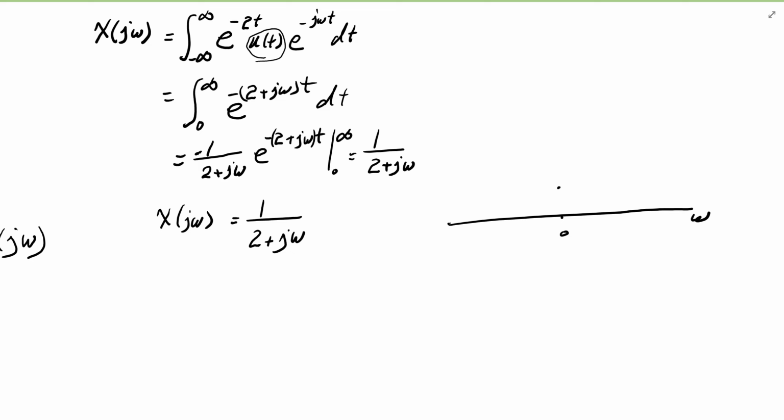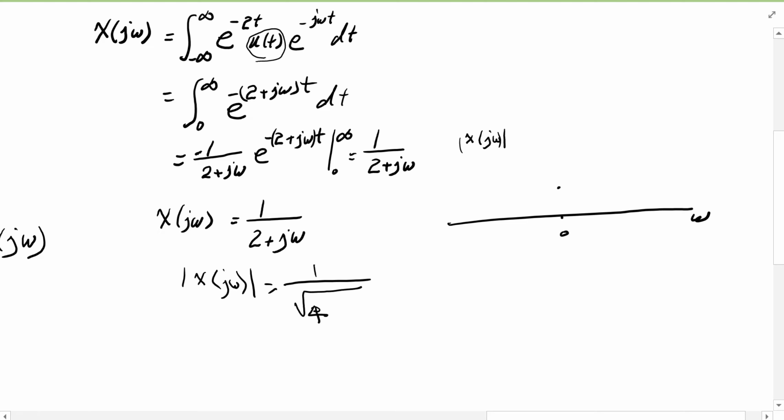And so as you can see, this is a complex number. Not only is it continuous, but it's complex numbers. So we have to plot the phase and the magnitude separately if we want to plot it. But usually, for what we do, we look at the magnitude. So the magnitude of x of j omega is going to be 1 over the square root of 2 squared plus omega squared.